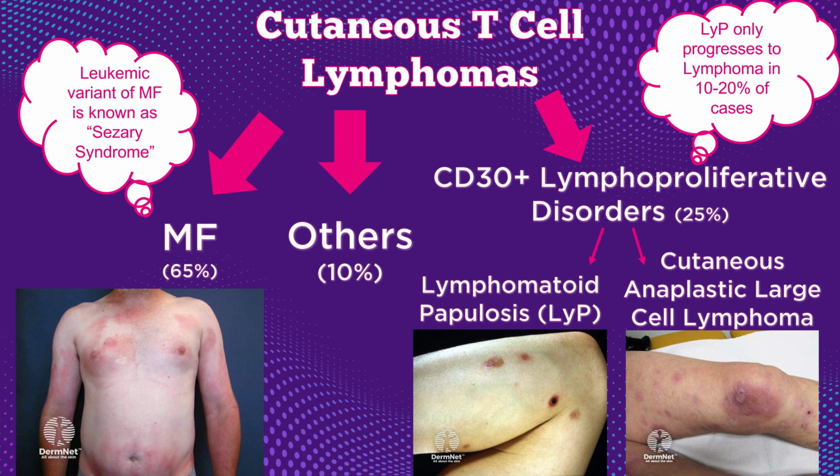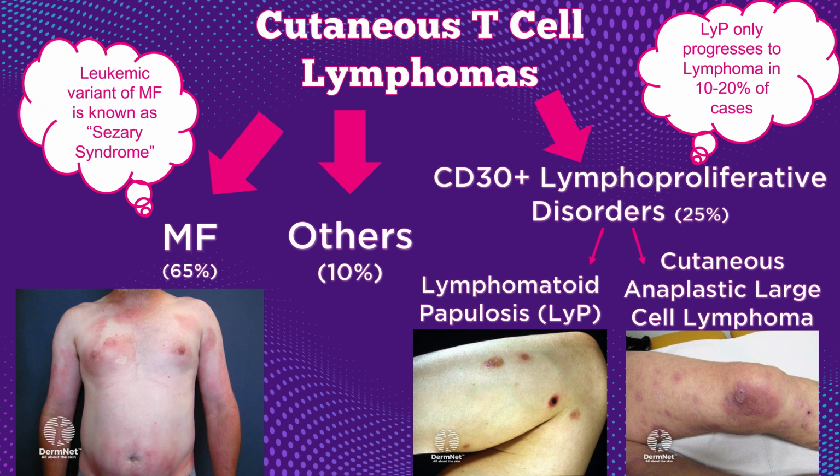We lump CTCL into 3 main groups. The first group consists of Mycosis fungoides and its variants, which includes the leukemic variant of MF known as Sézary syndrome, which we will discuss in the erythroderma episode. Together, this first group of MF and its variants make up 65% of CTCL cases.